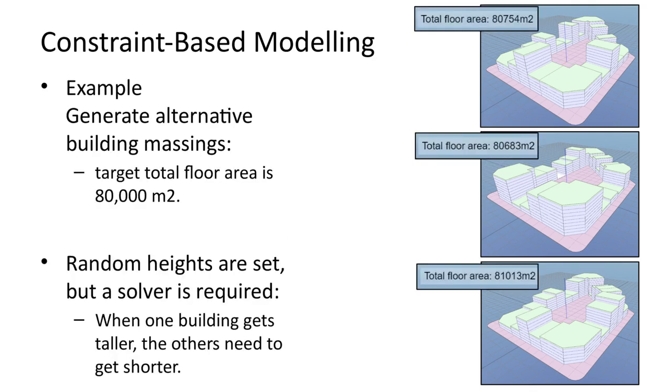The program generates a set of buildings with randomized varying heights on an urban block. Based on the plot ratio, the total combined area of all the buildings is required to be approximately 80,000 meters squared. In this case, the program adjusts the heights in a randomized way, while at the same time ensuring that the total floor area remains close to the target. This means that when one building gets taller, the other buildings need to get shorter. Next, we will look at 2 more examples of programs that use rules and constraints.